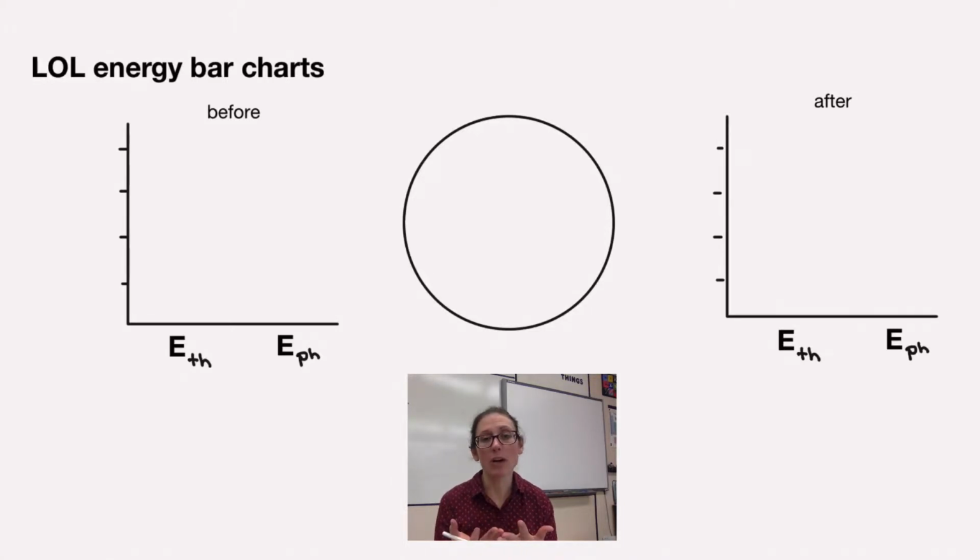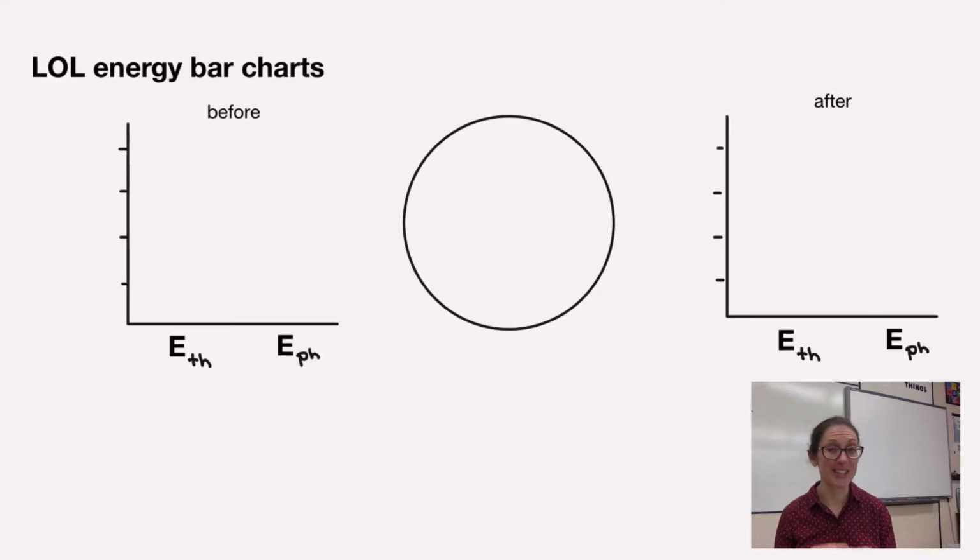So let's talk about what goes into an LOL energy bar chart. They're called LOL energy bar charts not because it is hilarious, but because they look like an L, an O, and an L. So what we have on the left is an axis that we're going to turn into a representation of where the energy was before whatever change happened. We have a circle in the middle that's going to represent our system and what is changing. And then we have an axis on the right that's going to show us what happened afterward.